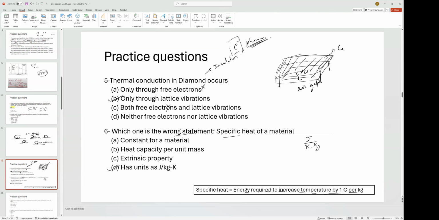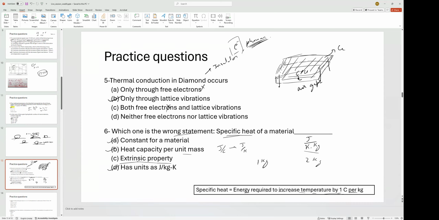Heat capacity per unit mass. Heat capacity is again the energy required to raise temperature by 1 degree Celsius. That has unit joules per Kelvin per unit mass. So that's again equal to specific heat. Constant for a material, yeah, it's a material property, it remains constant. It is an intrinsic property. So whether you have one kg of water or 2 kgs of water, the specific heat remains the same.